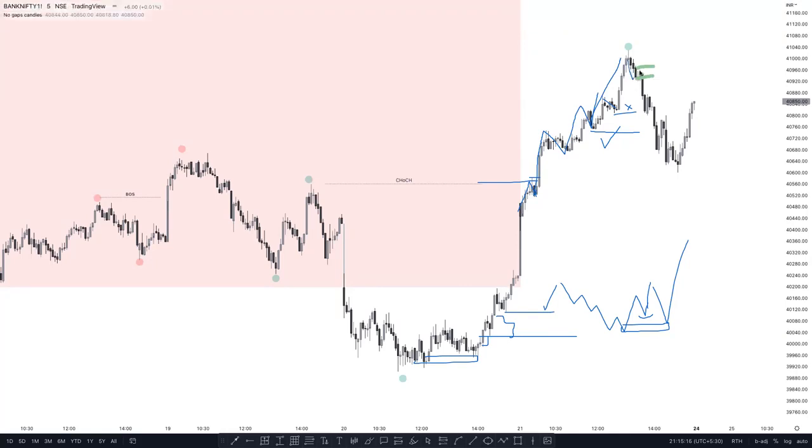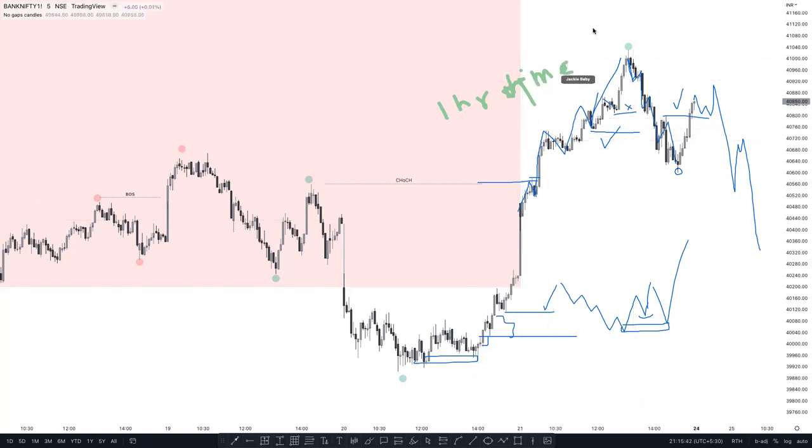This one is our minor pullback, right? Because the market is trying to push downside like this. Once the market has taken out this low, which is here, this inducement taken out, the lower low is confirmed. Now we are anticipating price to push downside till this low.